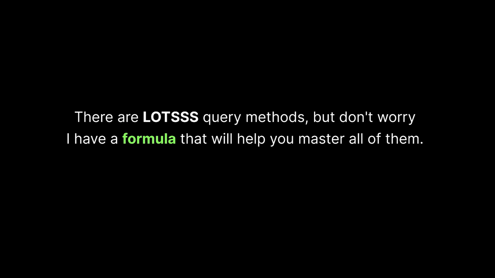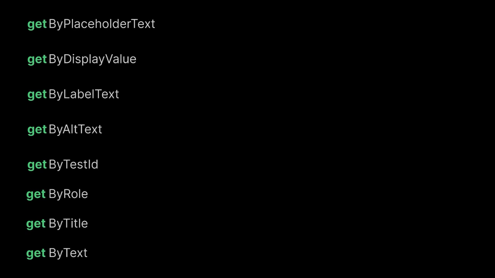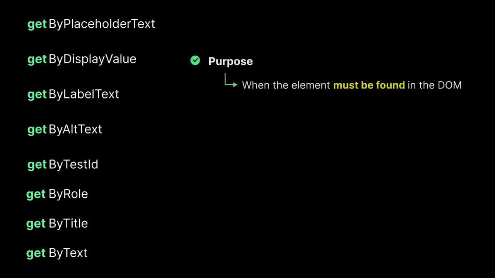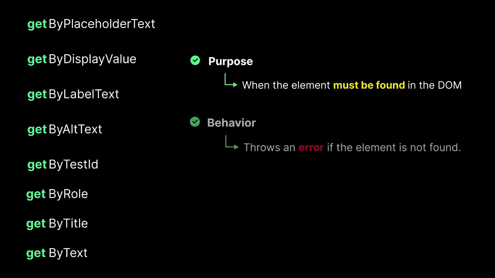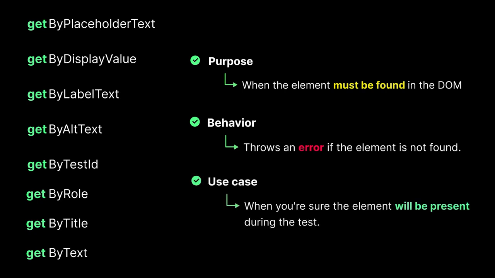So what is that formula? Well, first of all, we are going to be categorizing all of their methods in 3 categories. The first category we have is a get by, then we have a find by, and then we have a query by. Whenever you see those methods with get, that simply means the purpose is when the element must be found in the DOM, and the behavior will be that it will throw an error if the element is not found. The use case is when you are sure that the element will be present during the test.